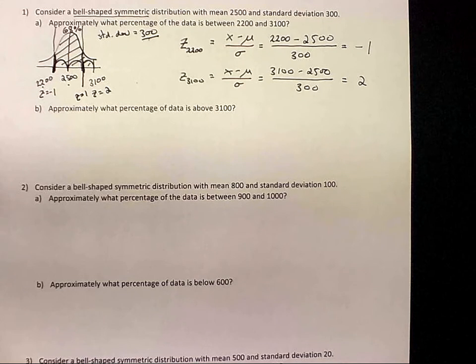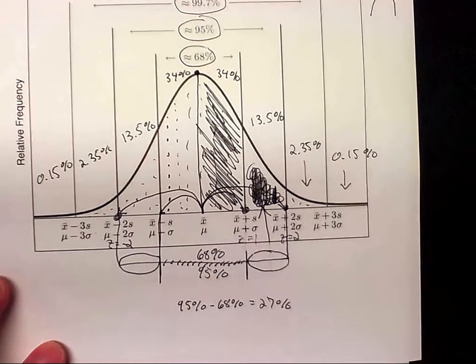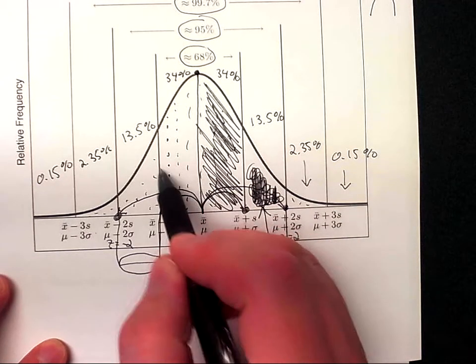But the shaded region didn't stop at a z-value of 1. The shaded region went all the way up to a z-value of 2. So therefore, what percentage of the data is in that additional sliver? Well, 13.5, right? Exactly.